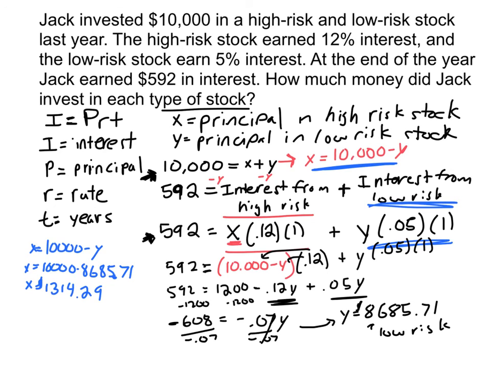You should say, he invested $1314 in the high risk, and he invested $8,685 in the low risk stock.